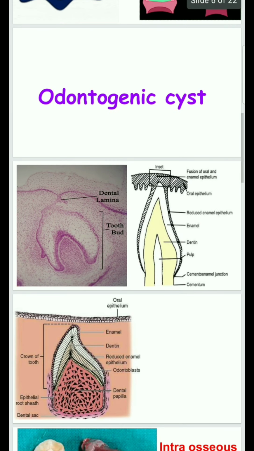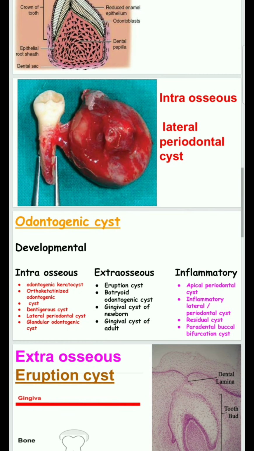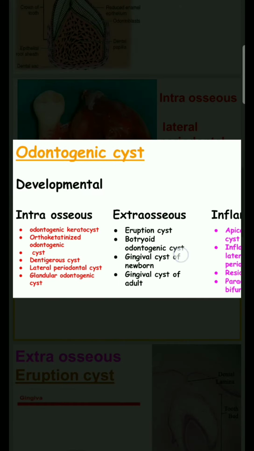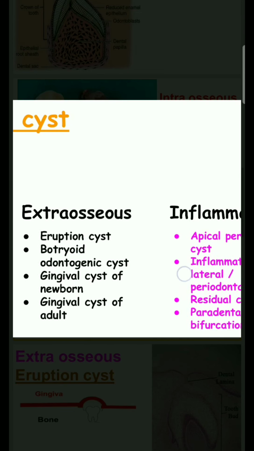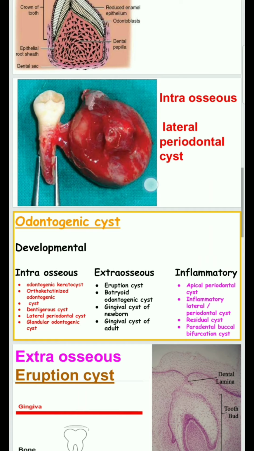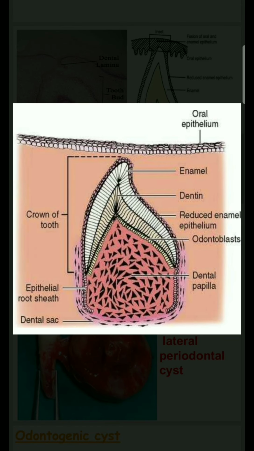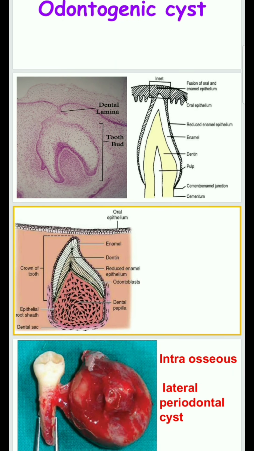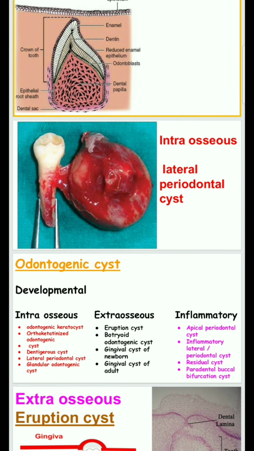The odontogenic cyst is developmental. It is formed along with the tooth formation. It can be classified into intraosseous, extraosseous and inflammatory. The intraosseous type occurs in the bone, for example the lateral periodontal cyst. The lateral periodontal cysts are formed from the remnants of Hertwig epithelial root sheath, dental lamina or reduced enamel epithelium. This cyst is placed in the central part of the bone, which is called intraosseous.